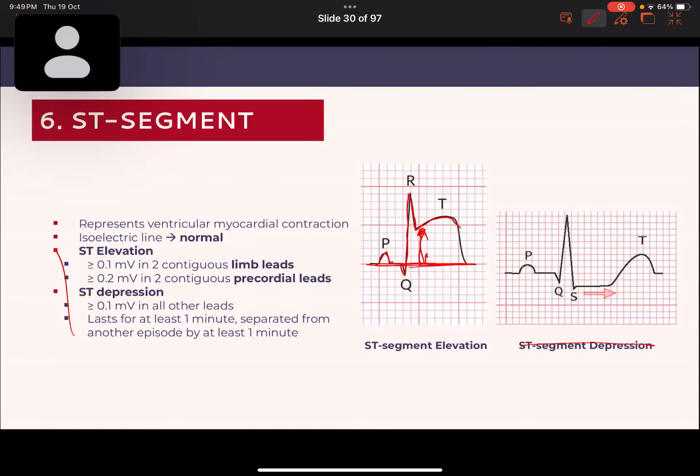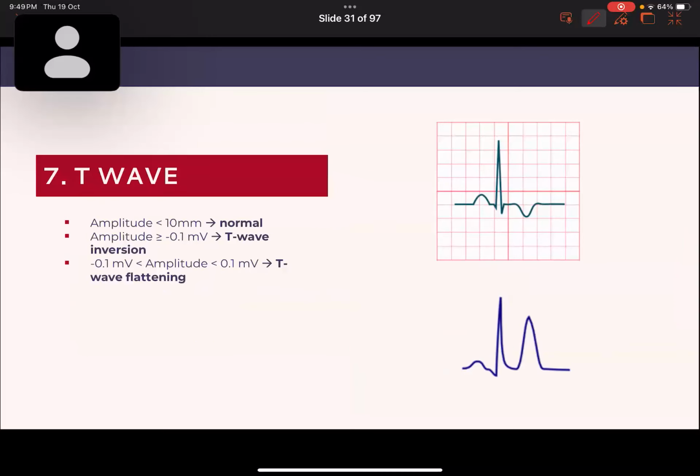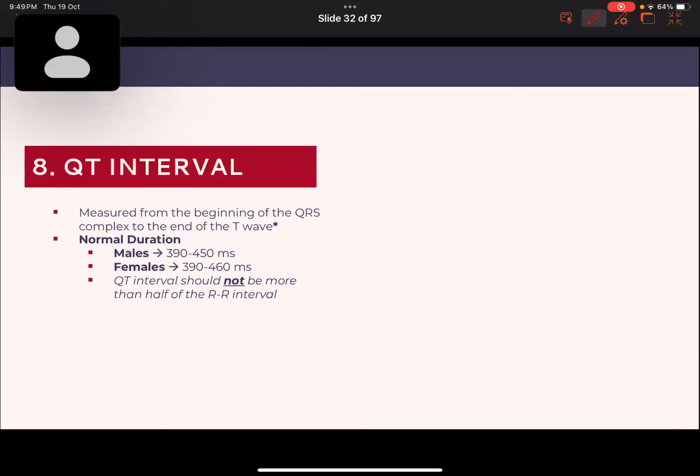ST segment depression is something you shouldn't worry about. Just focus on ST segment elevation. ST segment elevation is a sign of a heart attack or a myocardial infarction. T wave, as we know, is the ventricular repolarization, and that's all what you should know about this.